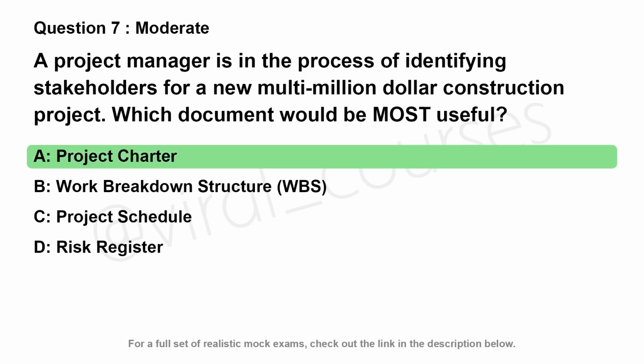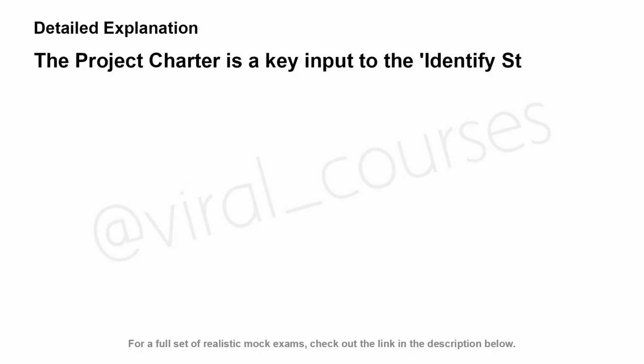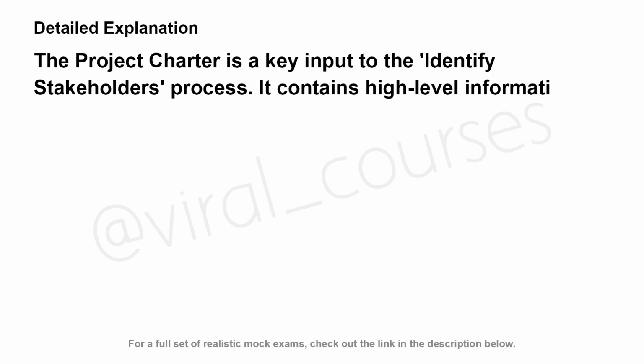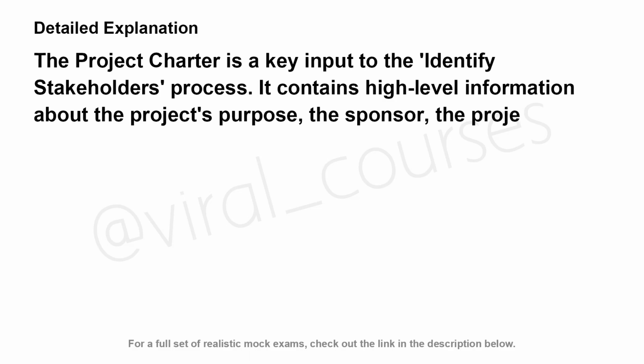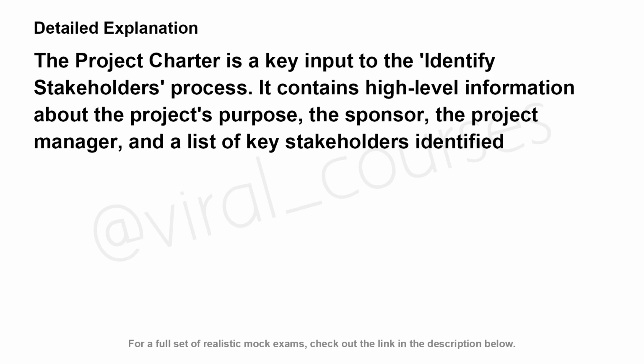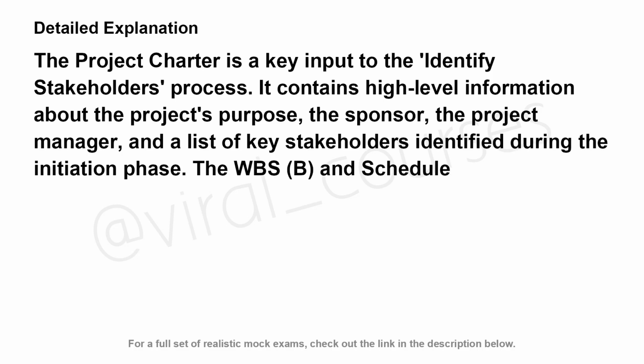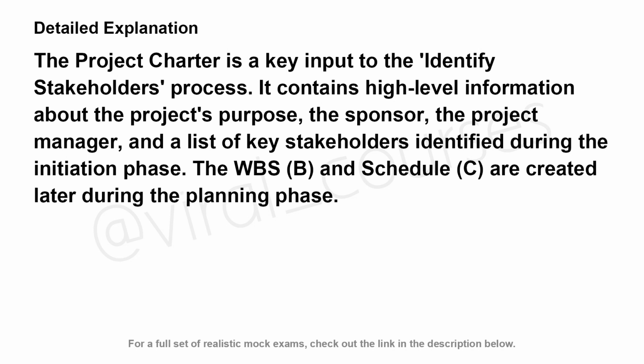The correct answer is A. The project charter is a key input to the Identify Stakeholders process. It contains high-level information about the project's purpose, the sponsor, the project manager, and a list of key stakeholders identified during the initiation phase. The WBS, B, and Schedule, C, are created later during the planning phase.